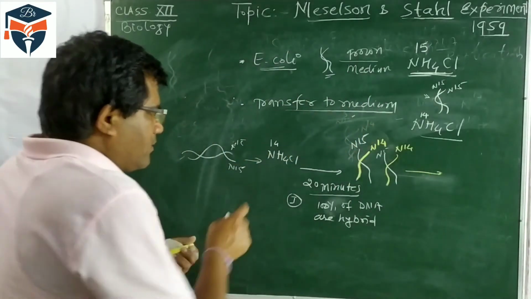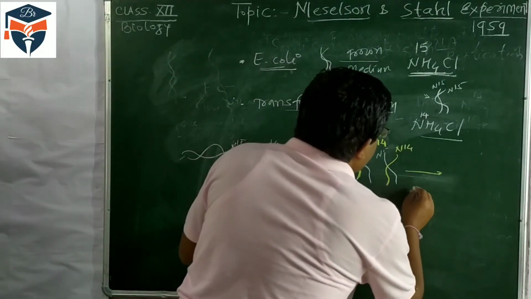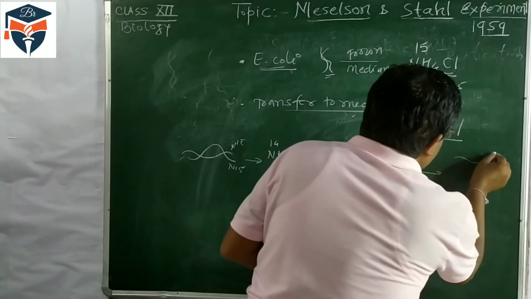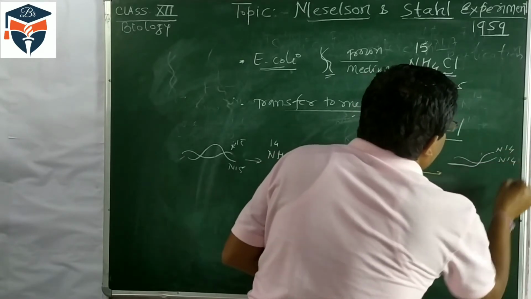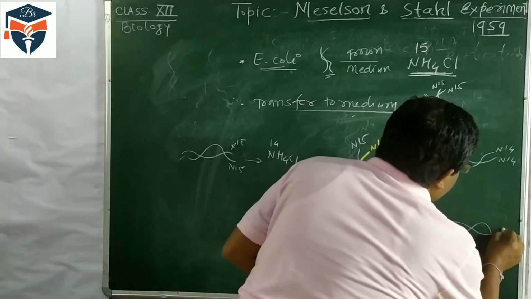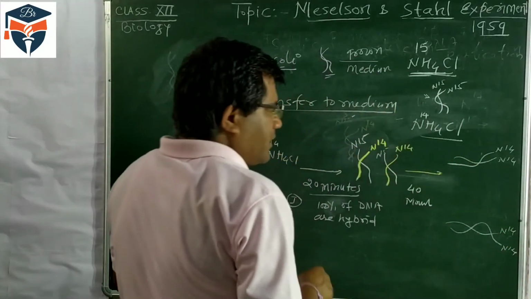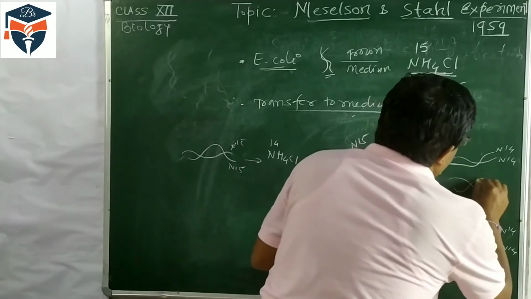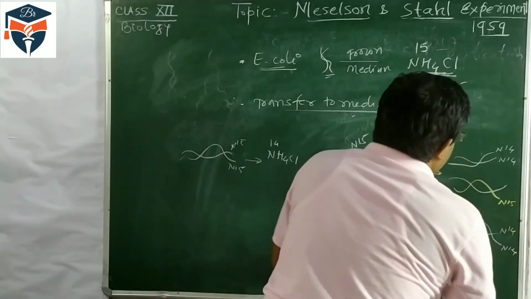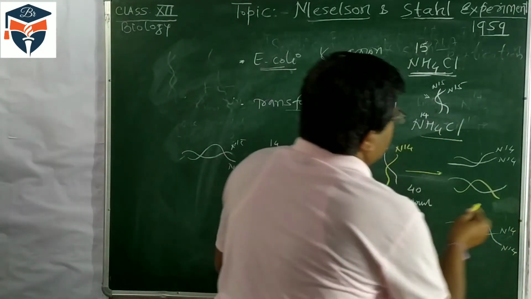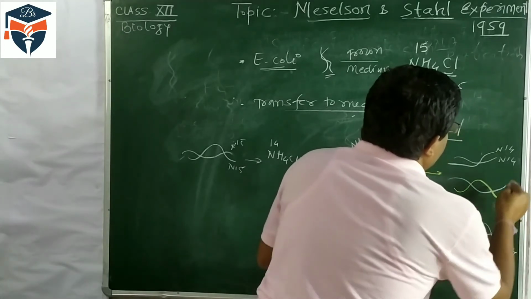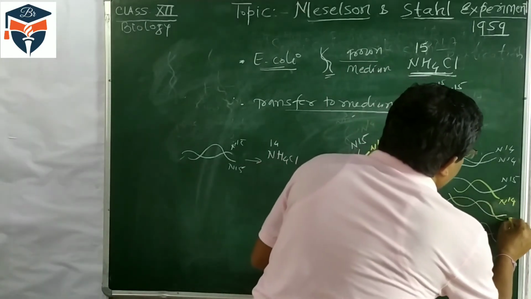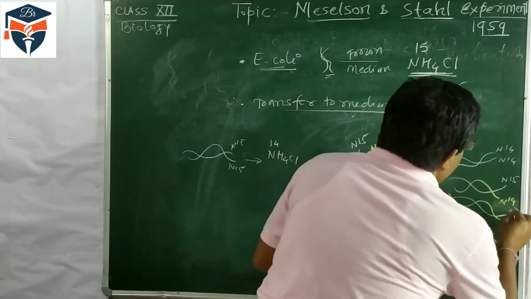Now after the next 20 minutes, the second generation, it means 40 minutes. After 40 minutes, what did they observe? There were these strands, N14 light strand and N14 light strand. Similarly, here this was N14 and this N15. This is N15, and this strand is N15. Similarly, this one more strand, it is N14 and this is N15.